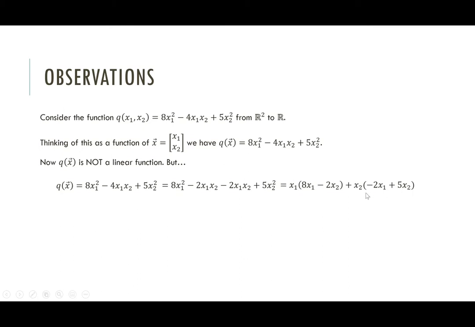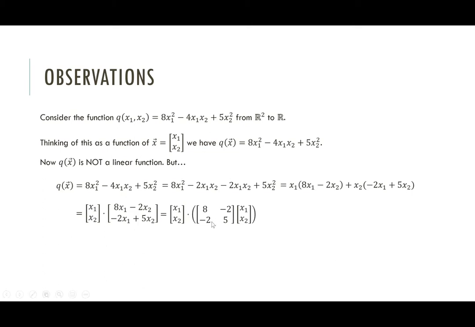And hopefully you've been in this class long enough to think that this looks like a dot product. And in fact it is. You take the vector x1, x2, dot it with 8x1 minus 2x2, and minus 2x1 plus 5x2. And there you go. That definitely is a dot product. But then again, hopefully you're thinking, ooh, that looks like a matrix times a vector. And indeed it is.